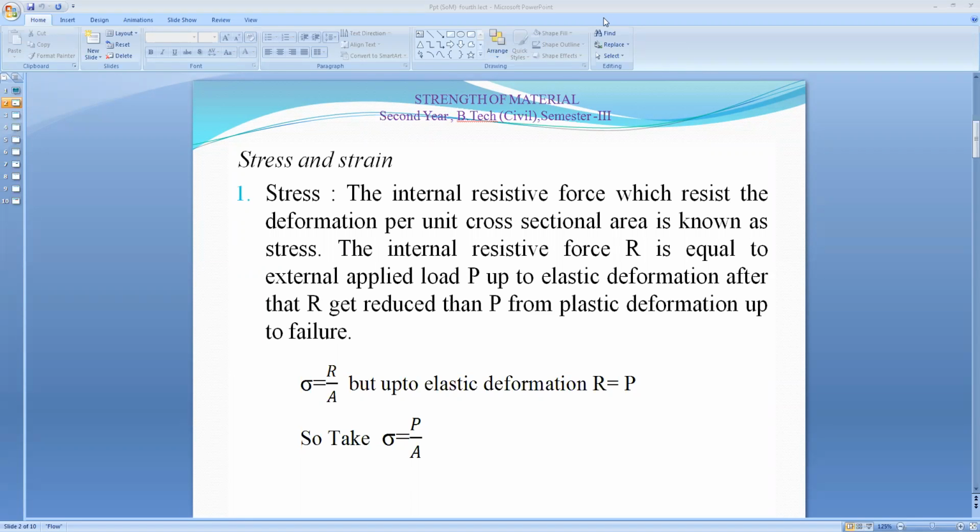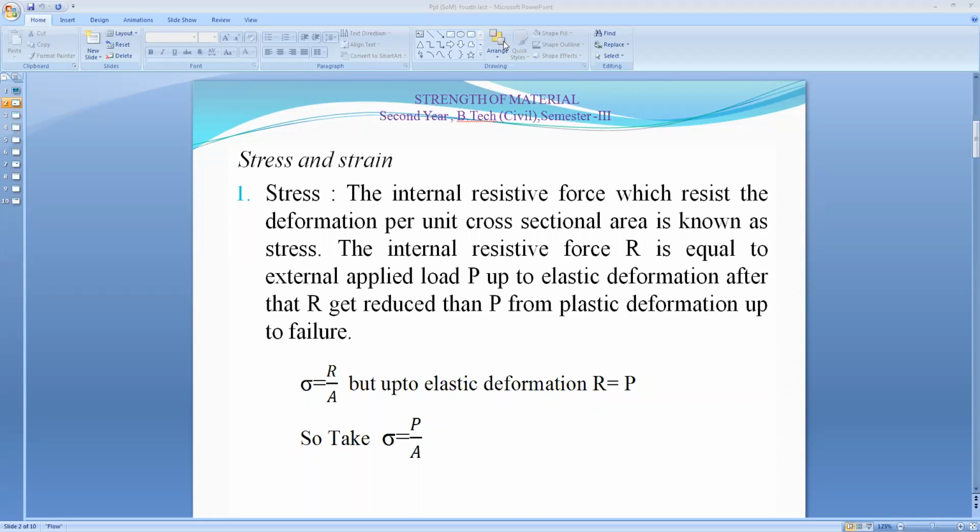This is our fourth lecture for the strength of materials subject. In the previous lecture, we studied that there are 13 mechanical properties of materials. Such mechanical properties are also called engineering properties of the materials, used for execution purposes, design purposes, etc.